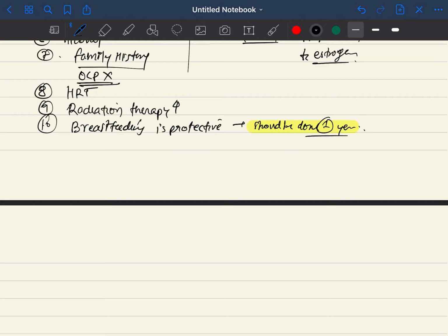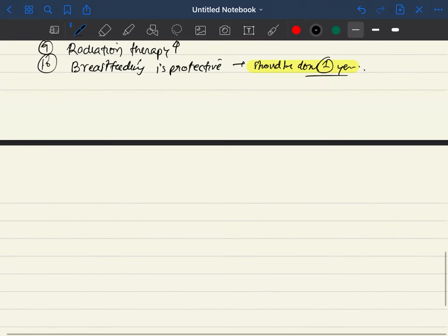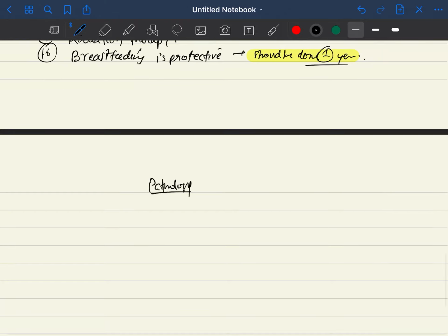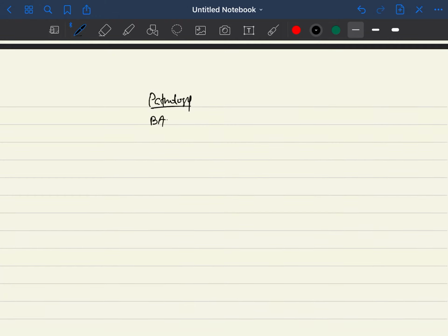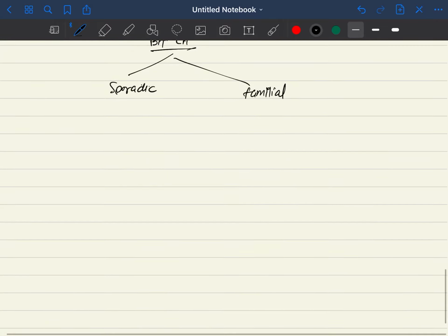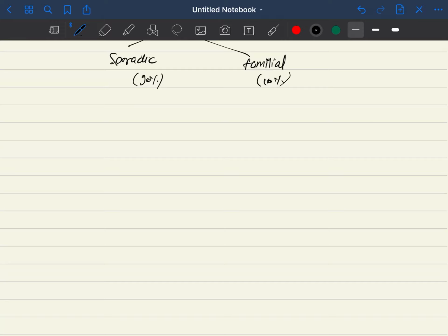So now we will read about some pathology. Okay, so breast cancer. Here is the pathology of breast cancer. Breast cancer can be of two types: sporadic or familial. Sporadic is most, familial about 10%.